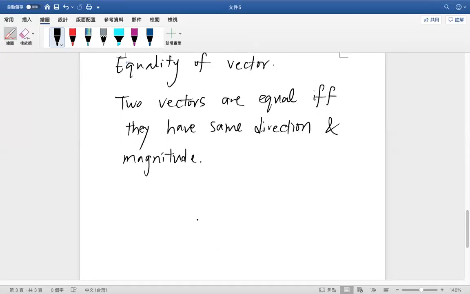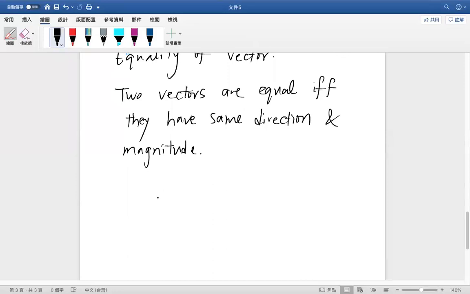So for example, if we have a vector v, which is like this, and let's try to translate this vector. So it moves to here, and this is denoted by w. Then our question here is, are these two vectors equal according to the definition? What do you think? Yes, they are equal. So v equals w because they have the same direction and magnitude. And actually that is very important.